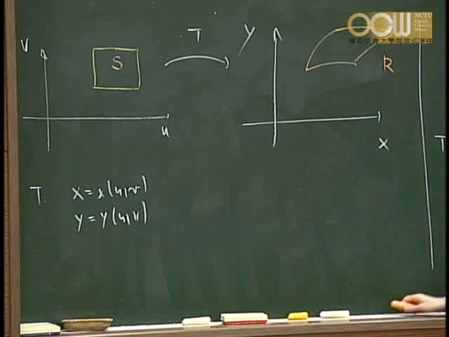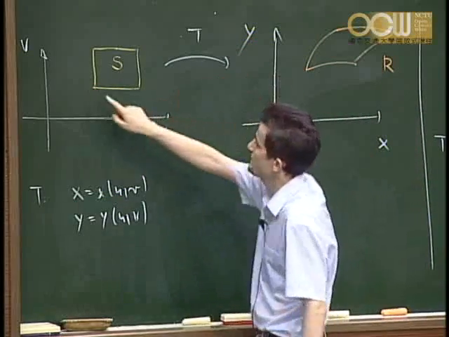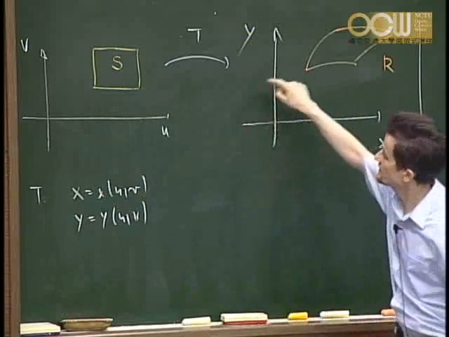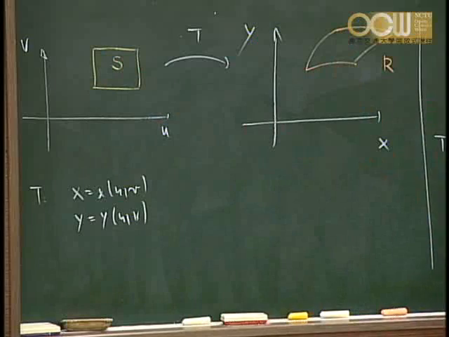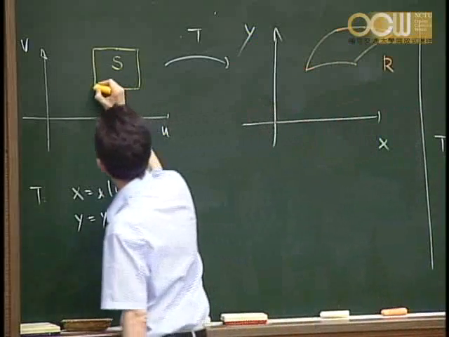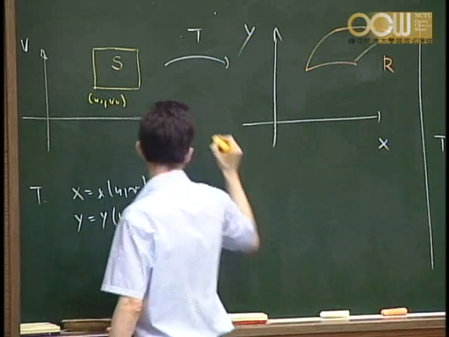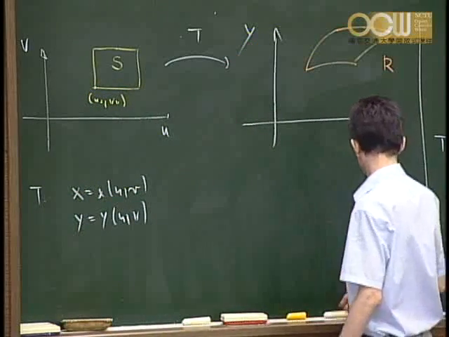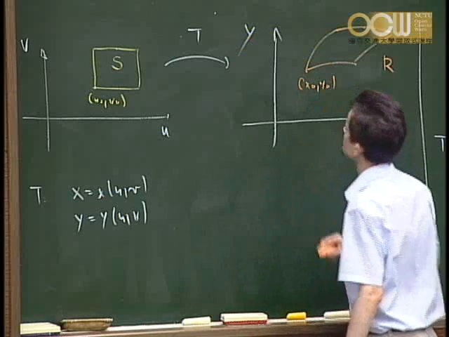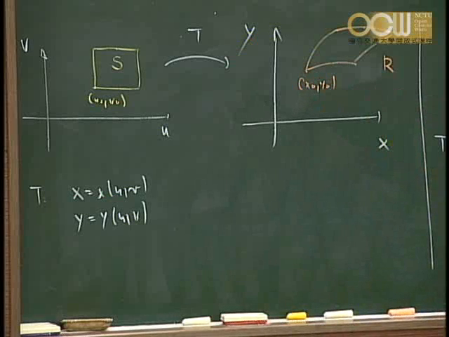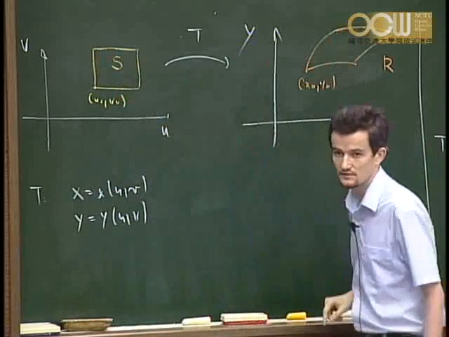Okay, so let's assume that this point here gets mapped onto this point here, and this line here onto this line. So you have here a point, let's call this U0, V0, and let's assume that this point gets mapped onto this one, X0, Y0, and once more, this line here onto this line.